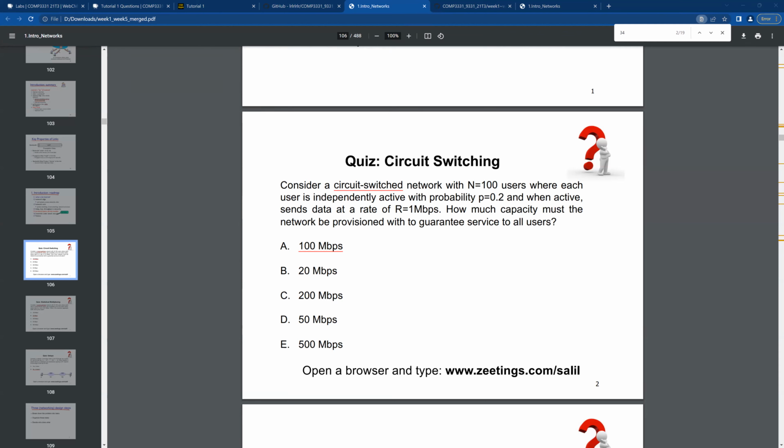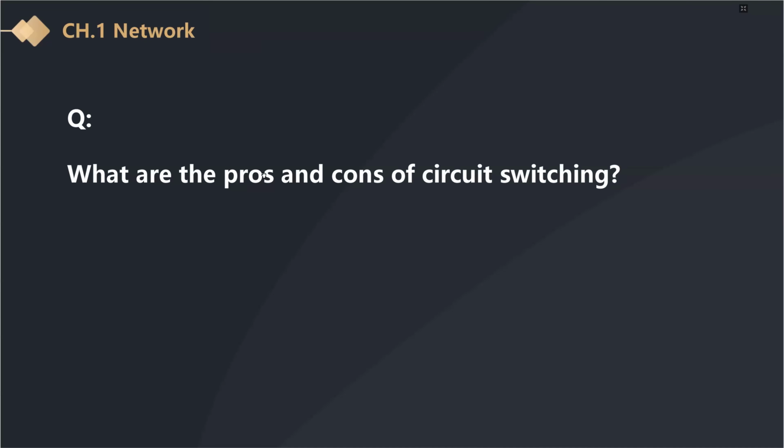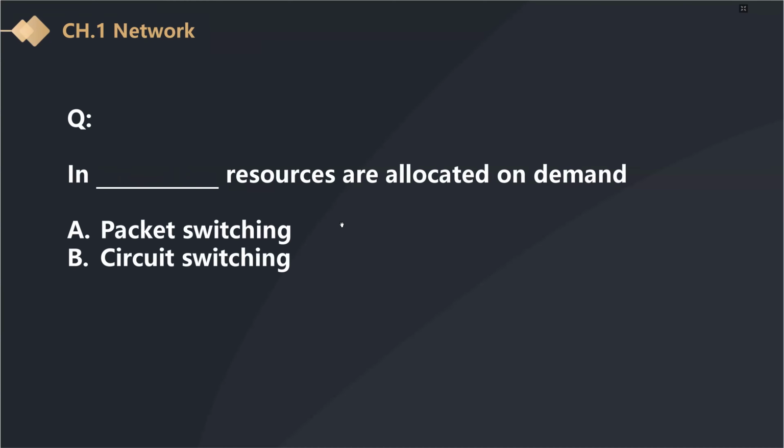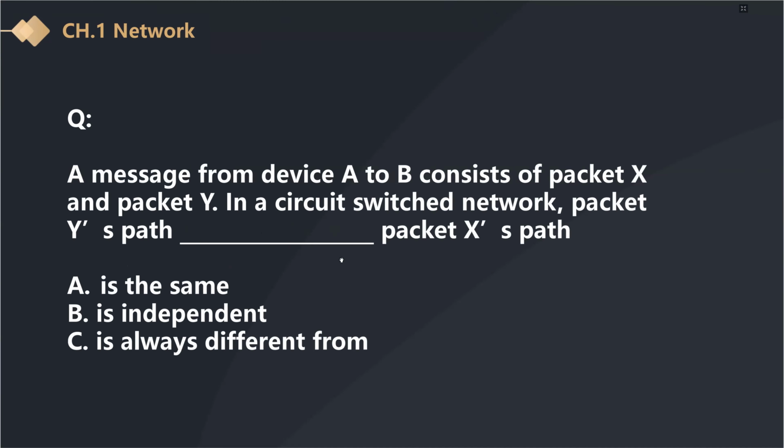And so the pros and cons of circuit switching, you can answer this by yourself. It's not very hard. And for this one, do you have any idea? Which resources are allocated on demand? Yes, exactly. Answer A. So if you cannot answer this question, then you need to go back to the area and have a check of the details.